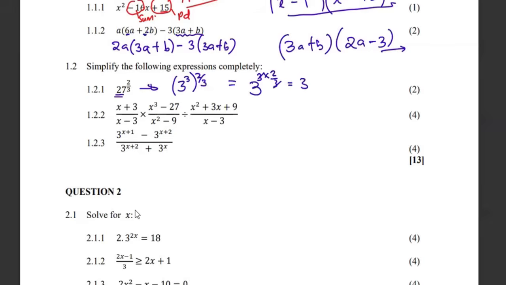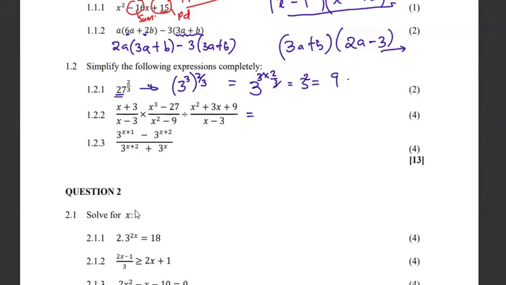We have 3 squared left. 3 squared is 3 times 3, which gives us a 9. You get your 2 marks for that. Then, with this second one, we have a whole lot of terms, and then we need to apply factorization for us to simplify this fraction.